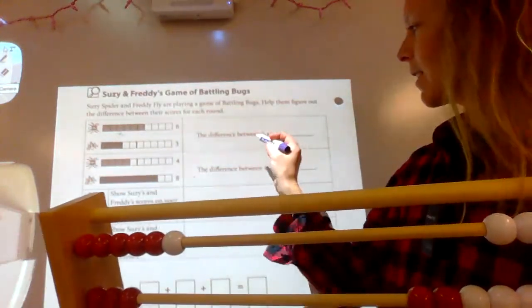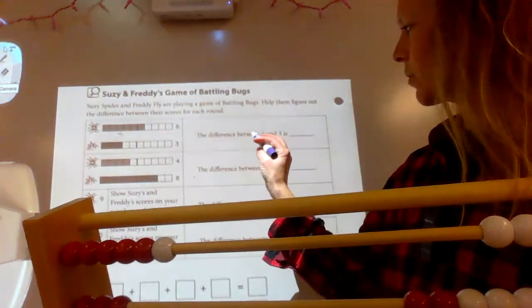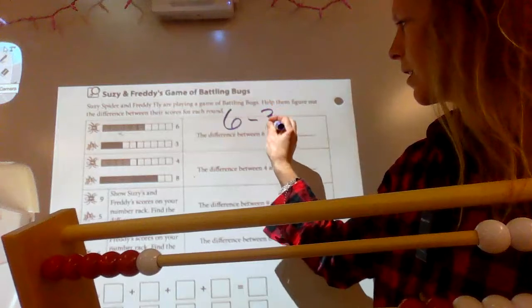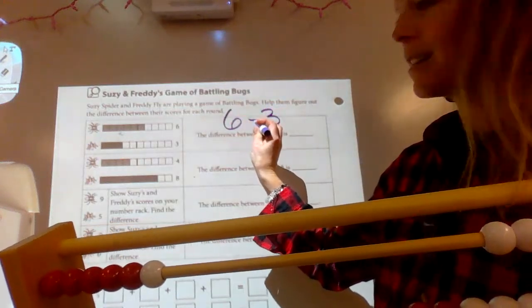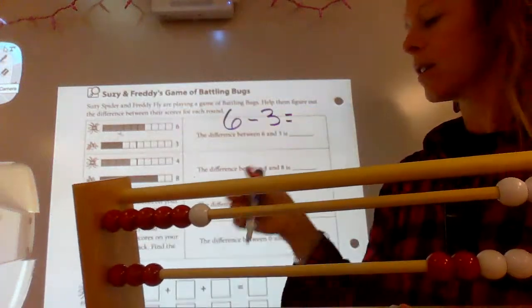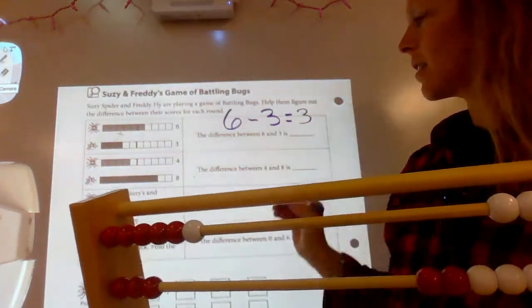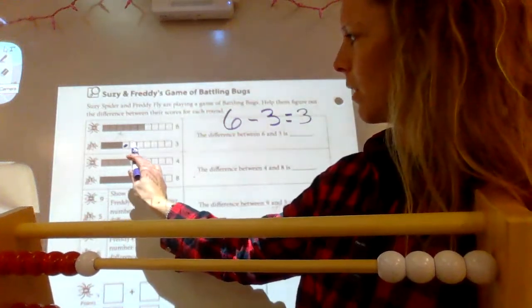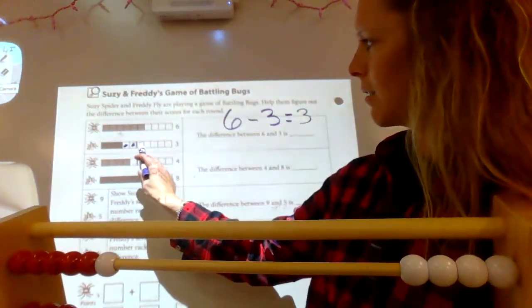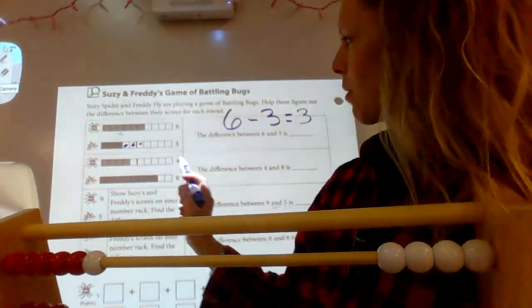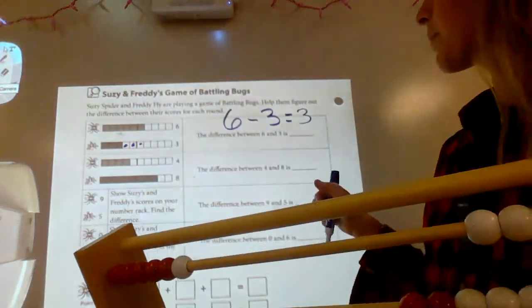And you are right. The difference between 6 and 3 is, we need to write out the equation to go with it. 6 minus, or take away 3, equals 3. You can see, if I fill in the squares to make it equal, there are 3 there. There's a way to check my work.